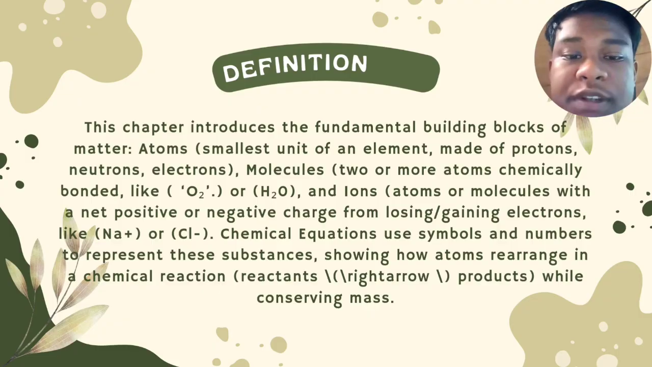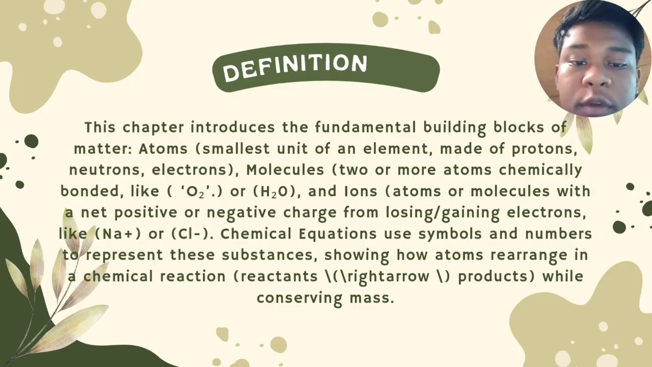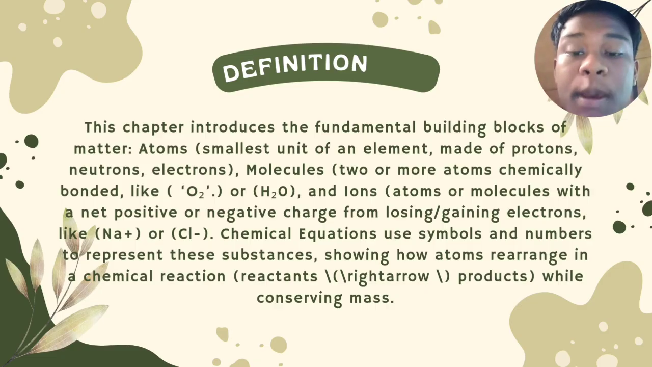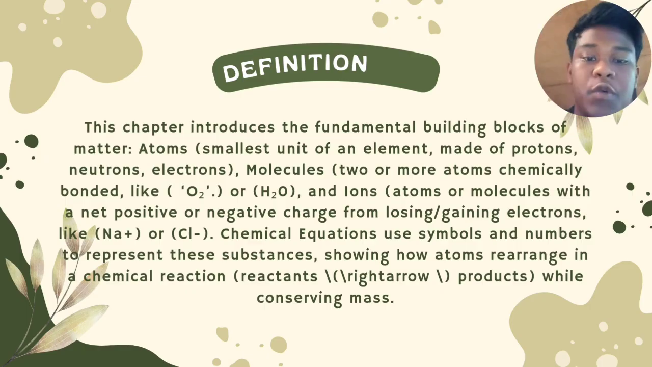This chapter introduced the fundamental building blocks of matter: atom, the smallest unit of an element made of protons, neutrons, and electrons. Molecule, two or more atoms chemically bonded, like O2 or H2O. And ions, atoms or molecules with a net positive or negative charge from losing or gaining electrons, like Na+ or Cl-. Chemical equations use symbols and numbers to represent these substances, showing how atoms rearrange in a chemical reaction, reactant right arrow product, while conserving mass.